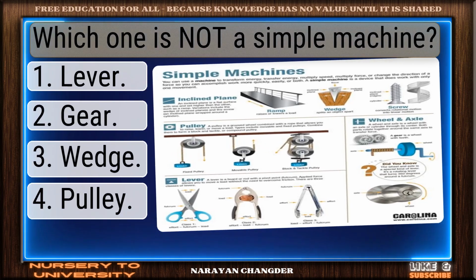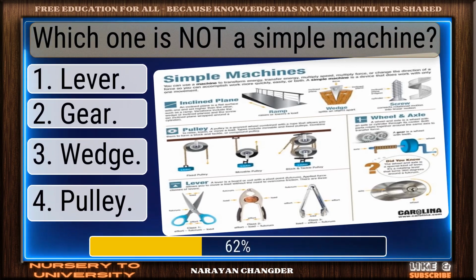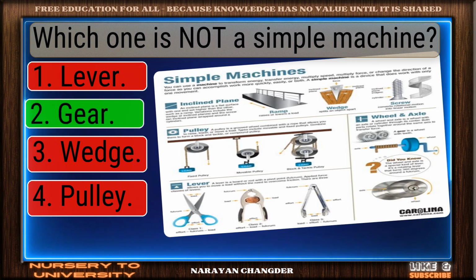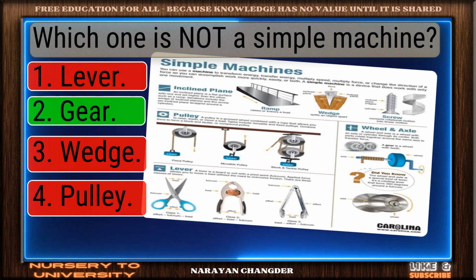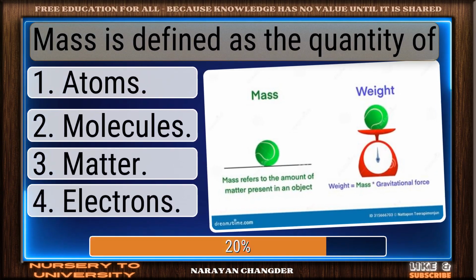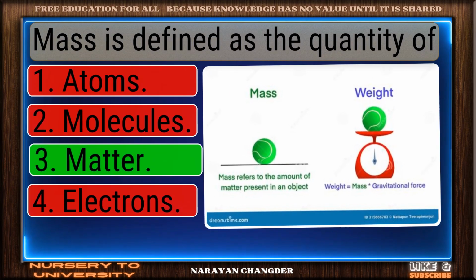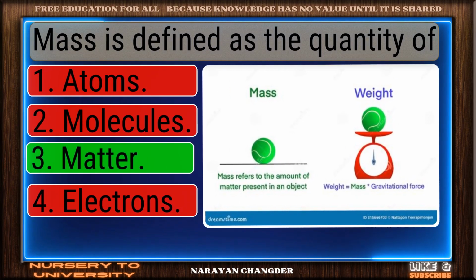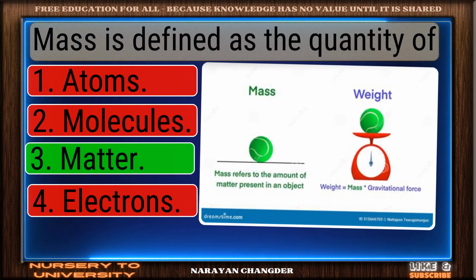Which one is not a simple machine? Great thinking. Gear is the right choice. Mass is defined as the quantity of. Exactly. Matter makes sense, and it is the right choice.